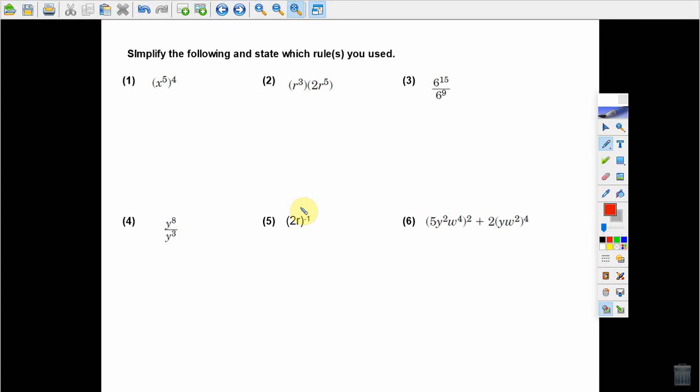Here, we want to simplify the following and state which rule you just used. So jot down these 6 problems and see what you can do with it.